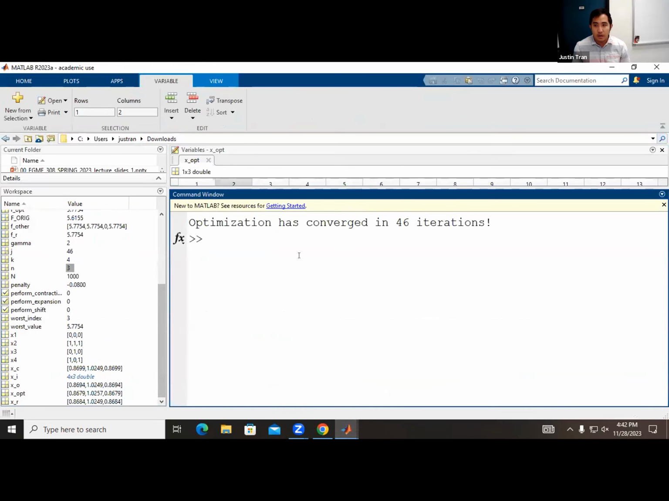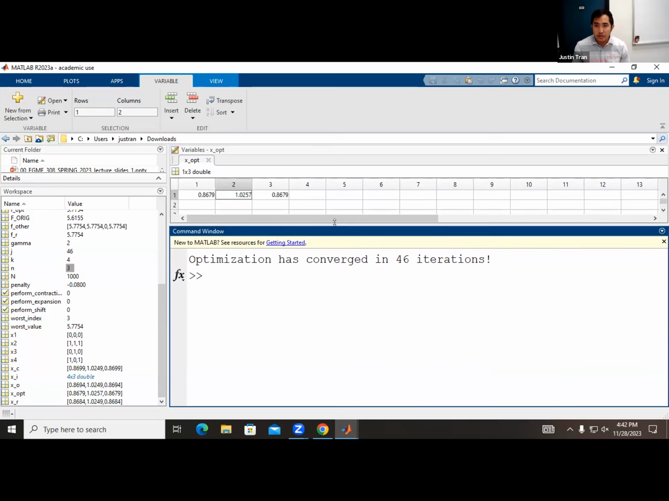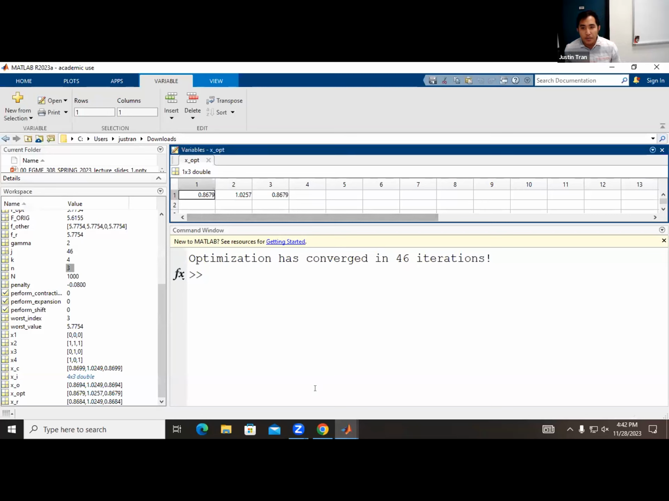Okay. And so with that, our optimization converged in 46 iterations. And so let's look at our optimal values here. Our optimal value for x1 didn't change all that much. It is 0.8679. Our value for x2 changed a bit, and that now is 1.0257. And our value for x3 didn't change all that much. It was 0.68679. Okay. All three of those are still within bounds, so those are still within the inequality constraints.